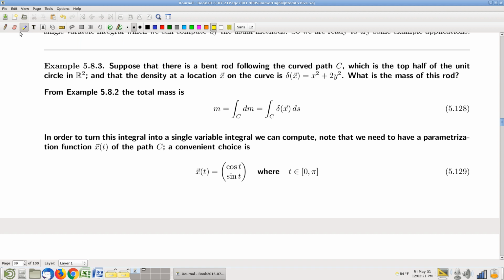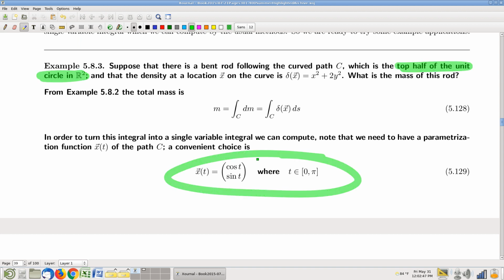So we were given here a rod following a certain curve with density given by a certain formula, and we argued previously that mass accumulates and therefore is a line integral of density. We want to compute this out. Our curve is the top half of the unit circle in R2. Got to parameterize it. This is the parameterization of that top half of the unit circle.